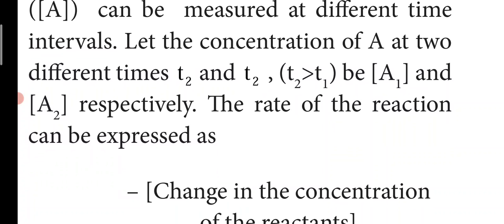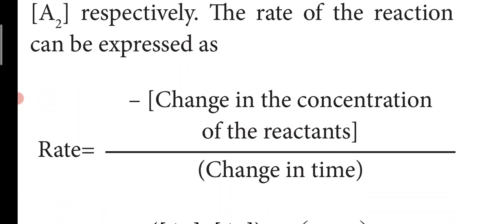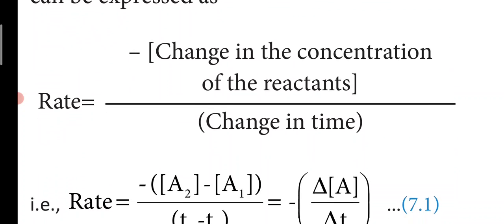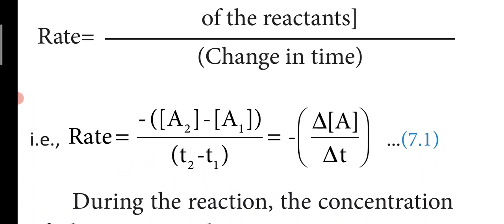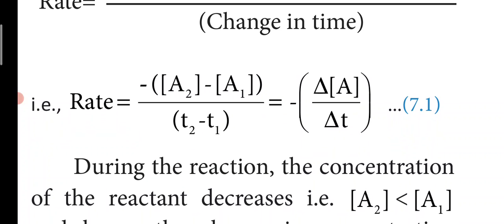So we have taken two different times for the reactant, the initial state and the final state. A1 is the amount at the start, at time T1, and A2 is how much remains after the product has formed and the reactant is consumed, at time T2. So when writing the rate equation, it is the change in the concentration of the reactant divided by the change in time. Okay, so the change in concentration of the reactant is A2 minus A1, and the change in time will be T2 minus T1.